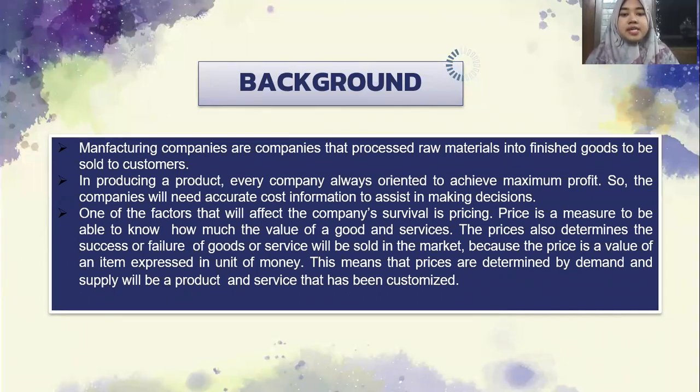Manufacturing companies are companies that process raw material into finished goods to be sold to customers. In producing a product, every company is always oriented to achieve maximum profit. So the companies will need accurate cost information to assist in making decisions. One of the factors that will affect the company's survival is pricing. The price also determines the success or failure of goods or services being sold in the market, because the price is a value of an item expressed in units of money. This means that prices are determined by demand and supply for a product and service that has been customized.